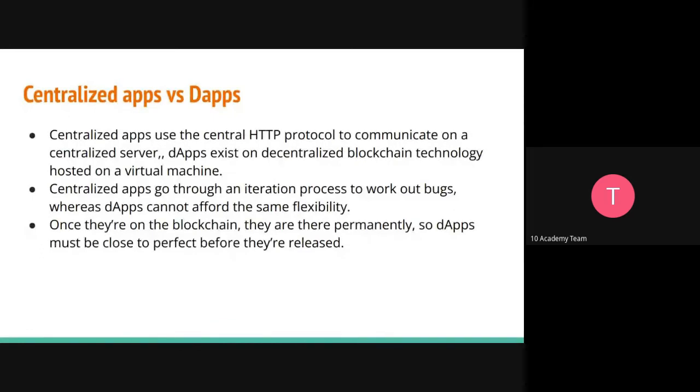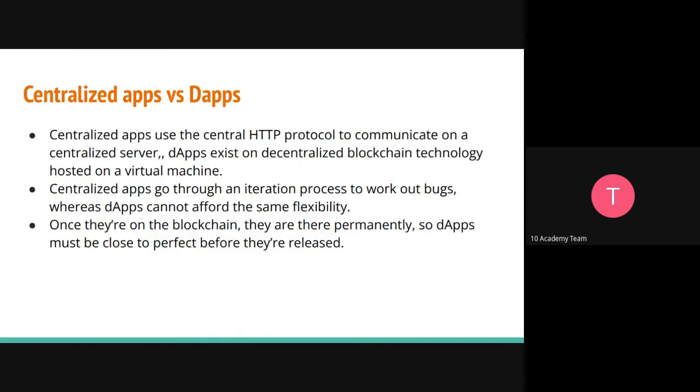But in dApps, we'll have a backend, but it's going to be on a decentralized blockchain technology that is hosted somewhere on a virtual machine. And centralized applications have a different iteration process. So when we build Web2 applications, or the traditional applications, we can iterate through our progress. We can add features, we can fix bugs.